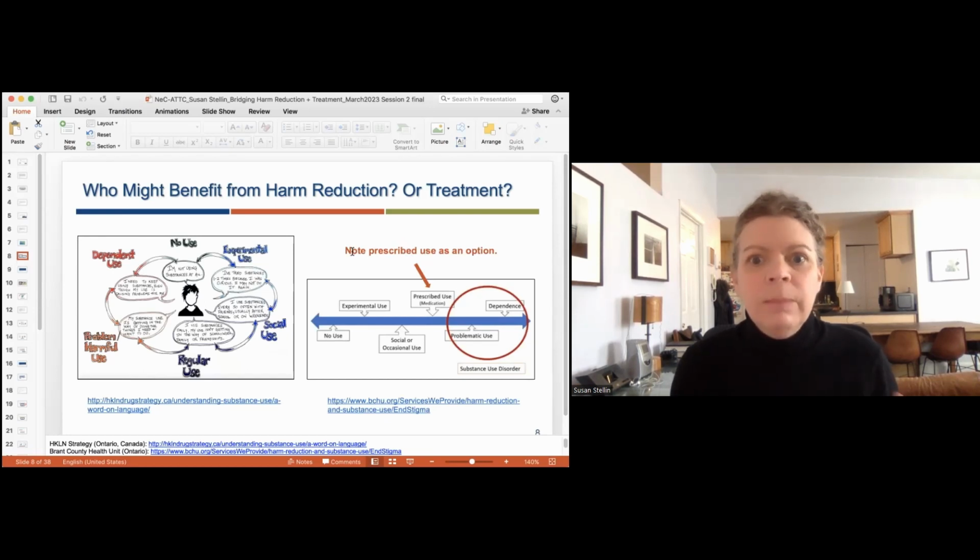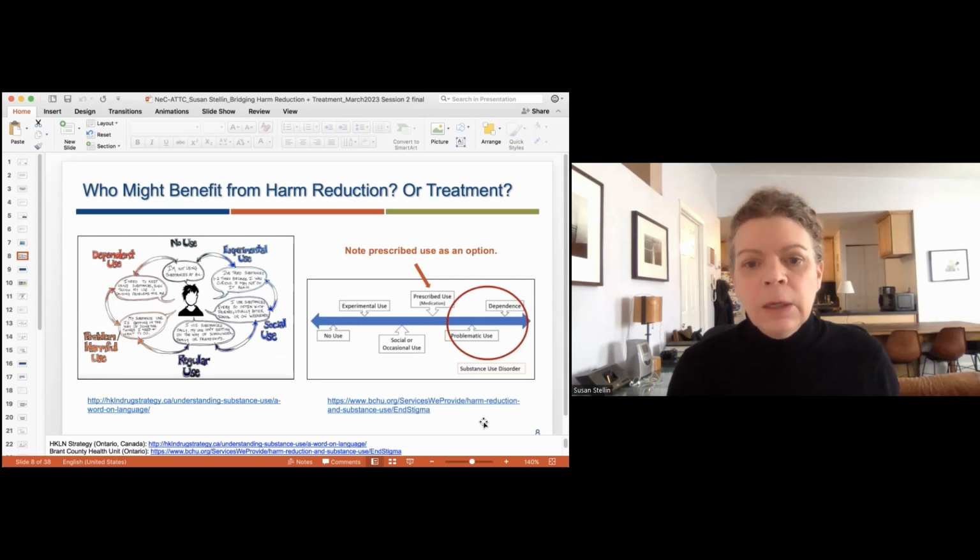So someone might be prescribed medications, obviously opioids is something we talk about a lot lately. But thinking about that as something that's maybe different than social use of recreational or what's known as illicit drugs. And one thing to think about is, when we talk about bridging harm reduction and treatment, you could argue that all these types of uses could benefit from harm reduction approaches and strategies. Whereas when we're talking about treatment, thinking more about that right end of this graphic here, where there's the red circle of dependence or problematic use.